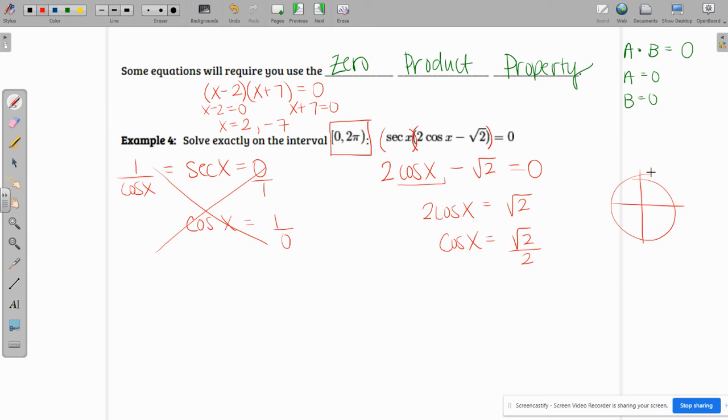You're going to see me draw lots of circles like this. I encourage you to do the same thing on your paper. I know that cosine is root 2 over 2 at pi over 4. And then cosine is also a positive root 2 over 2 here in the fourth quadrant at 7 pi over 4. So my only solutions here come from this factor being set equal to 0, and my solutions are pi over 4 and 7 pi over 4. It's impossible for the secant of an angle to equal 0, so that's why this part didn't give us anything. So these would be our only solutions.